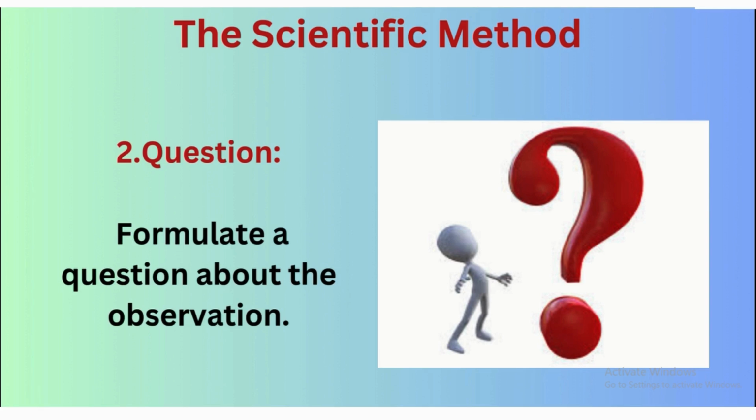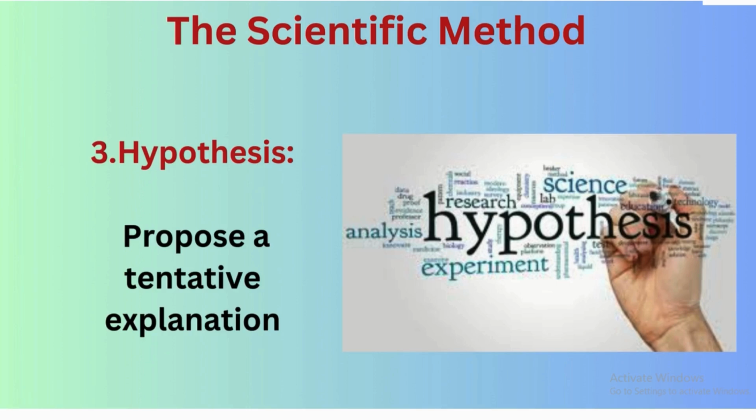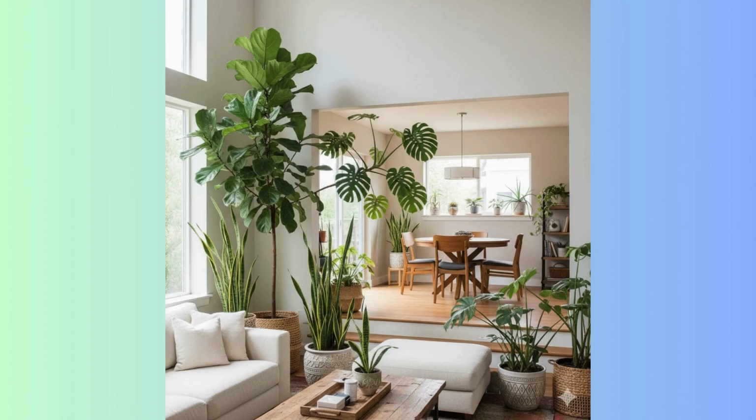We explain this with one example. We observe that the living room plants are taller than the dining room plants. On the basis of this observation, we design our question: why are the living room plants taller than the dining room plants? Then the third step is designing the hypothesis. A hypothesis proposes a tentative testable explanation or educated guess for the observation. It starts with an if-then statement. So in our experiment, we design our hypothesis that if plants get more light, they grow taller.